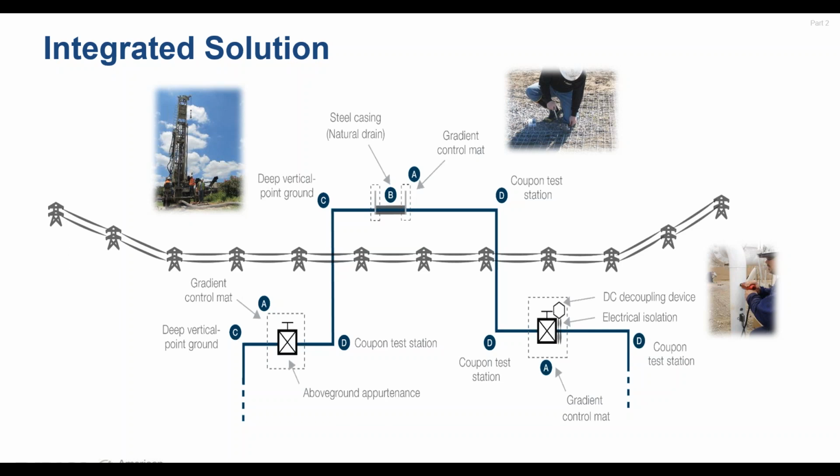And then you see us entering a block valve, so some kind of above ground appurtenance. Most likely we would consider a gradient control mat there. You see another change as we move from horizontal to vertical again. We might use a coupon test station there to monitor the effects of AC on our pipeline, and more importantly, our AC current density at that location. You see us then crossing the power line, and then we make another change from vertical to horizontal.